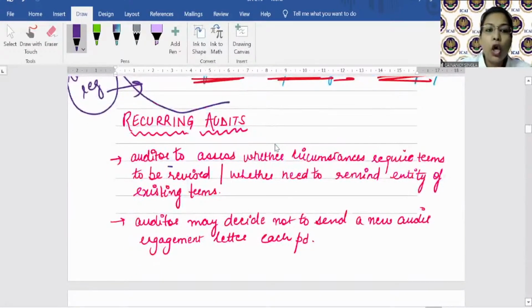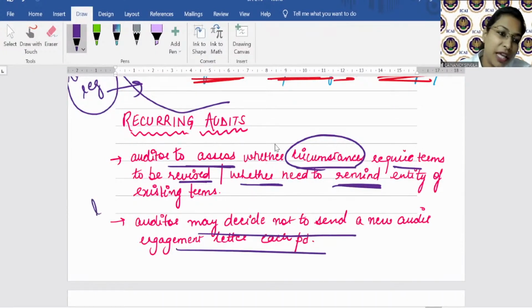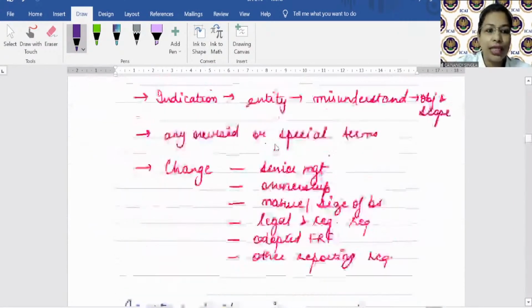Recurring auditor में auditor will assess whether circumstances require to send a revised, or whether there is a need to remind the entity of the existing term. Otherwise, the auditor may decide not to send a new engagement letter every period. Very important for your true false, that it is mandatory to send a revised. नहीं, it is not mandatory, है ना. ट्रू फॉल्स के लिए आ सकता है.